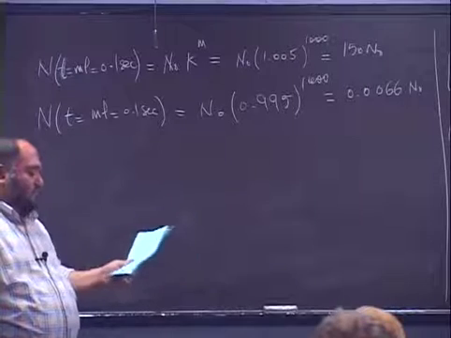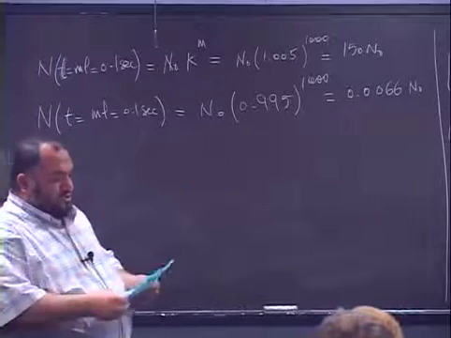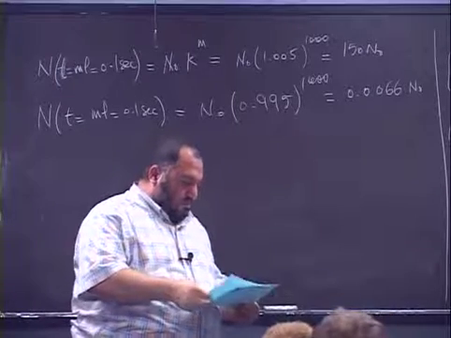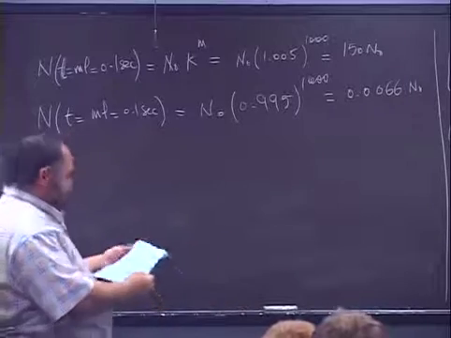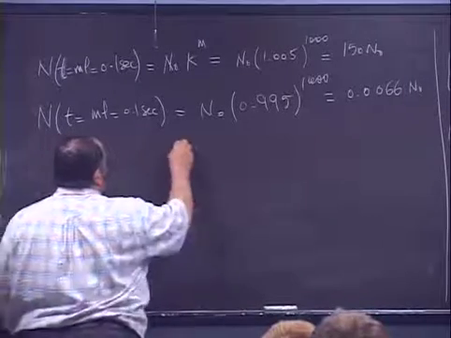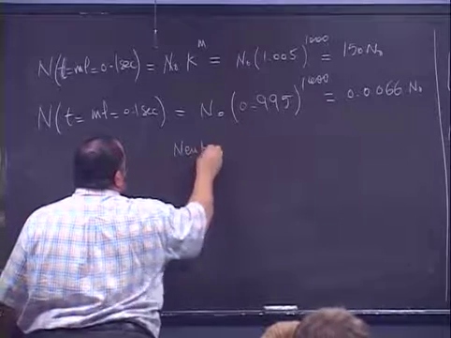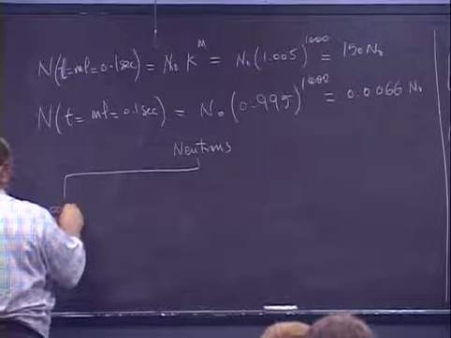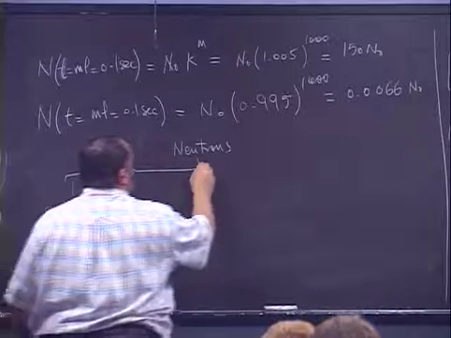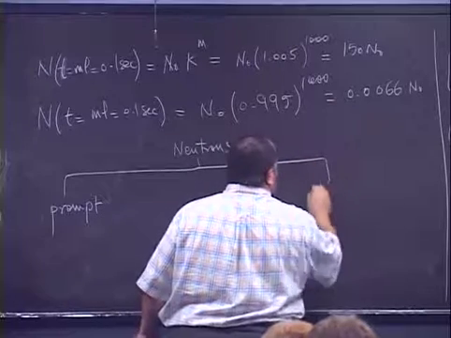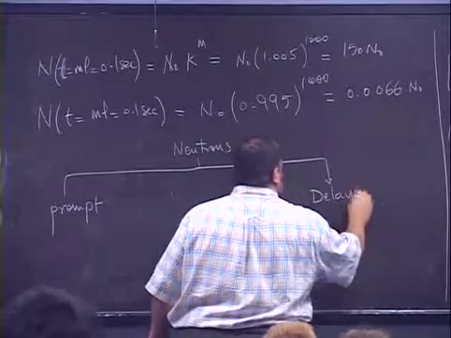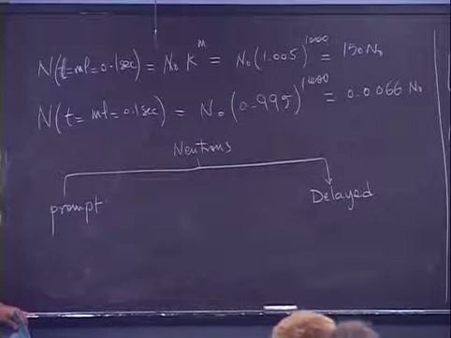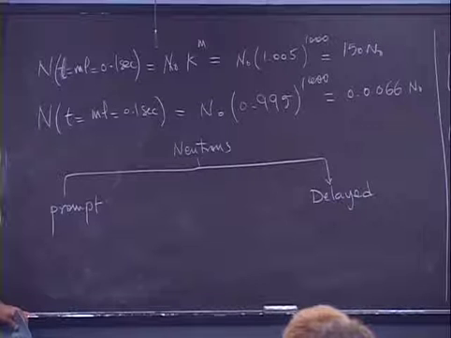But this is based on what? Based on what we call prompt neutrons. So what's the story here? The story is, in nuclear reactors, there are two types of neutrons produced. One is prompt. The other one is delayed.